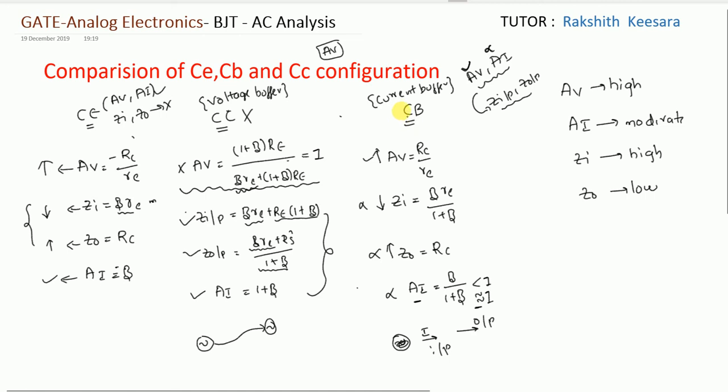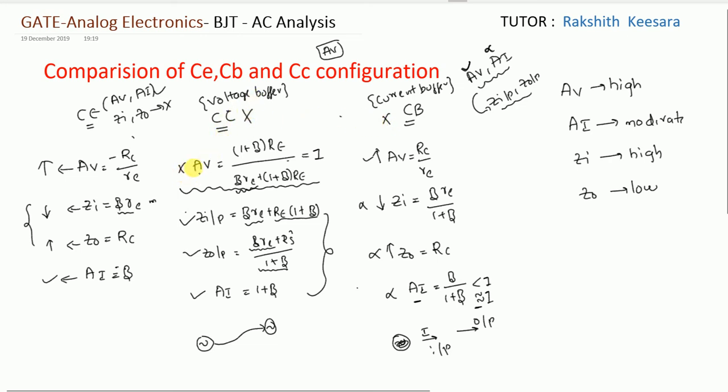For remembering purposes, guys, CB: common base, current buffer. C for current, B for buffer. Only for remembering. Current buffer, you can remember like this. Maybe you can get this question for 1 mark. Which amplifier is acting as a current buffer? So CE is voltage gain, CC is a voltage buffer, CB is a current buffer. So it is violating the current gain. So it also cannot be used as an amplifier.